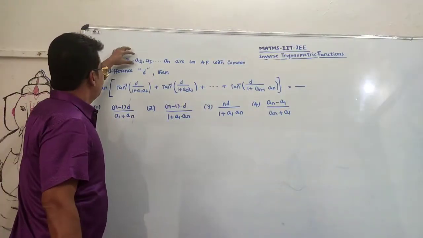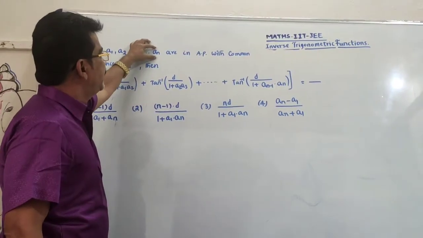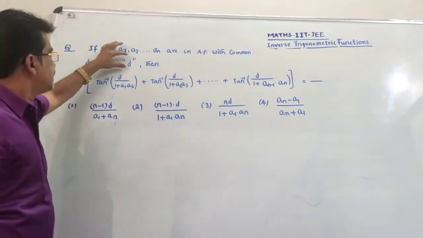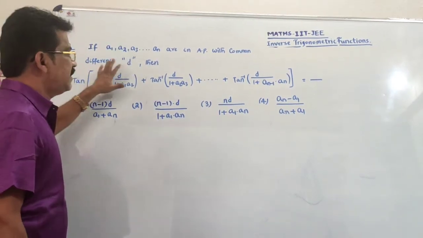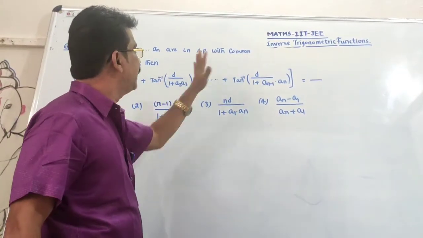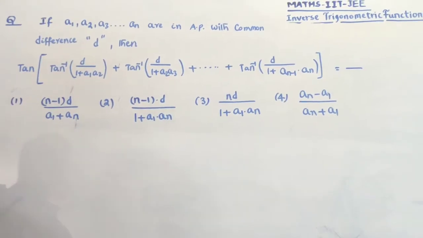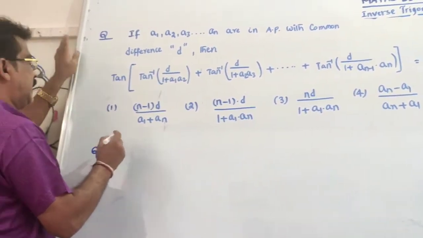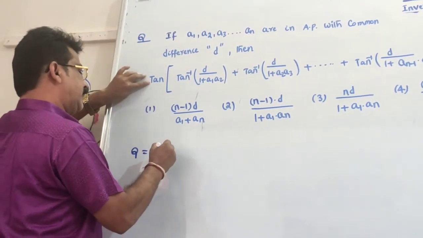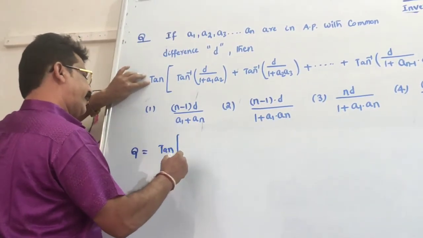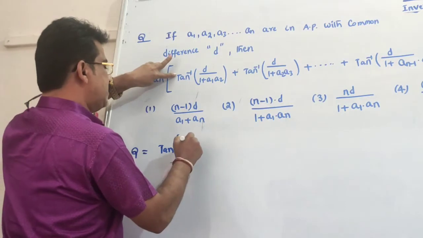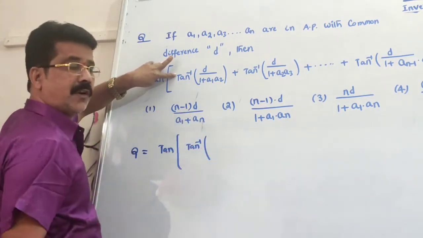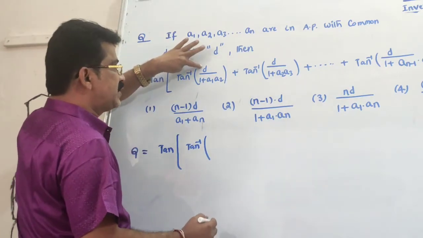That's all. If A1, A2, A3 and so on up to An are in arithmetic progression with a common difference small d, then what is the value of tan of something like that? Here, first the question is equal to tan inverse of d. D means what?